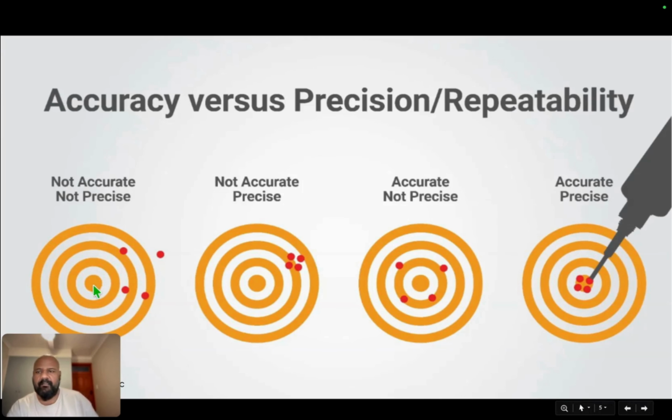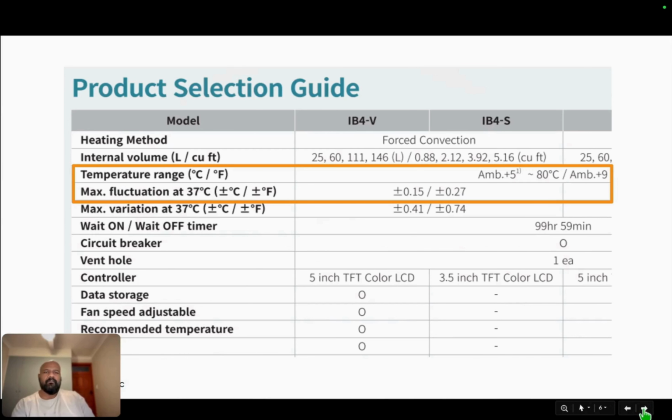If you consider the bullseye here, in all these diagrams, to be the set point temperature: not accurate, not precise. You have these red dots all over the place. Not accurate but precise. So it's not close to the bullseye, but it's all within the same area here. And accurate but not precise, closer to the bullseye, but in different areas. And this is accurate and precise. Of course, most customers, especially those with a high need for accuracy and precision and stability, will definitely want something closer to this.